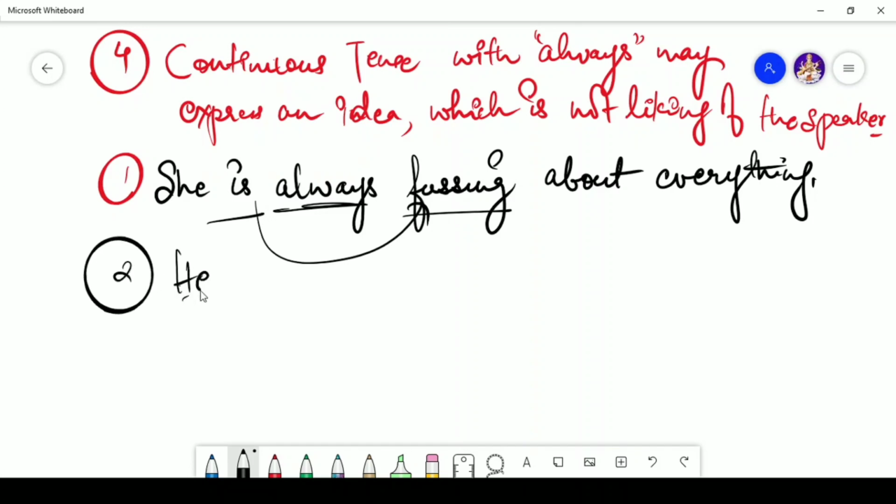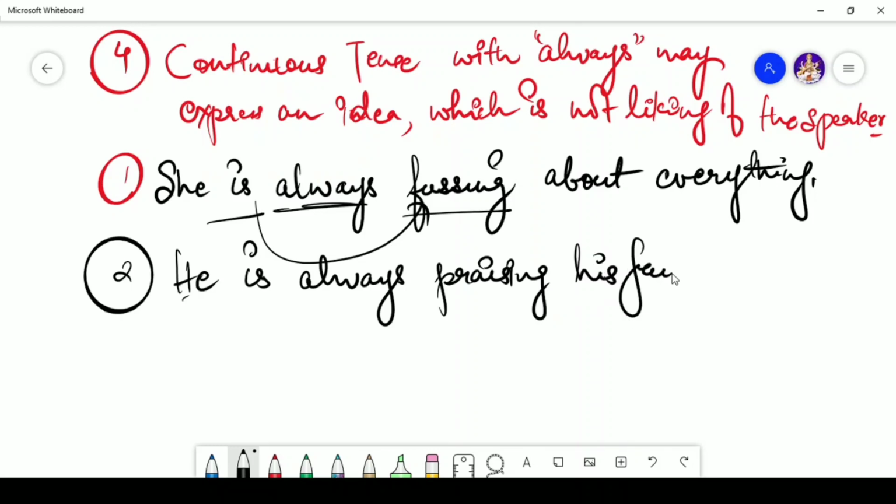Okay, in another case I'm saying that he is always praising his friends. Okay, means again it shows that I am not very much fond of his friends, and that is why I am making sentences like he is always praising his friends. Means to have a conversation with him is very difficult, because he won't listen to anything against his friend, and he keeps on praising his friend. He is always praising his friends.